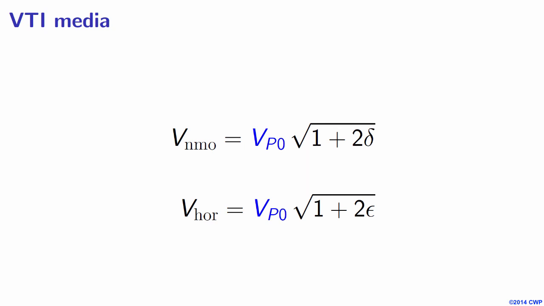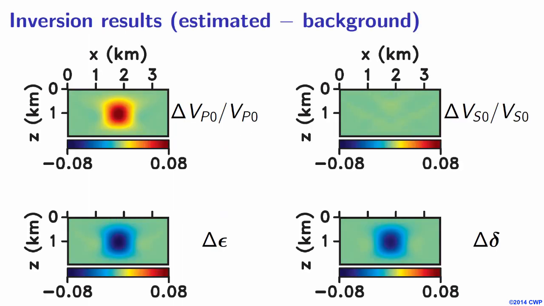So again, I think you'd agree with me that VP0 is the parameter that in this case would get updated the most. And if that happens, and if V horizontal and VNMO do not get updated to the extent that they should, then you'd have faulty updates in epsilon and delta. And that's exactly what we see. So we see that the updates in VP0 are really good, but we have faulty updates in epsilon and delta. So for this source receiver configuration, based on the results and based on the radiation patterns, we should not try and update anything other than VP0.